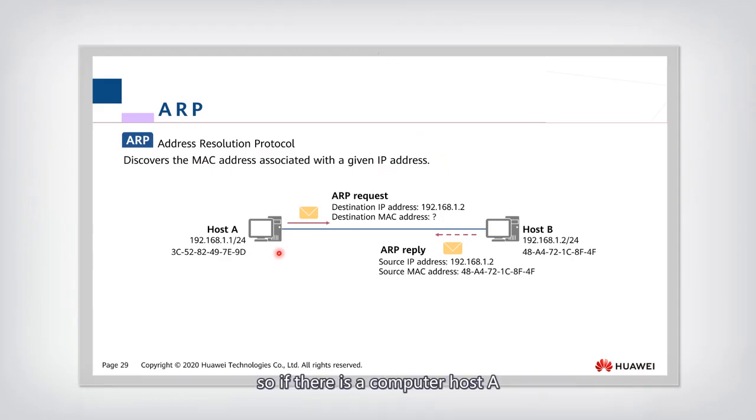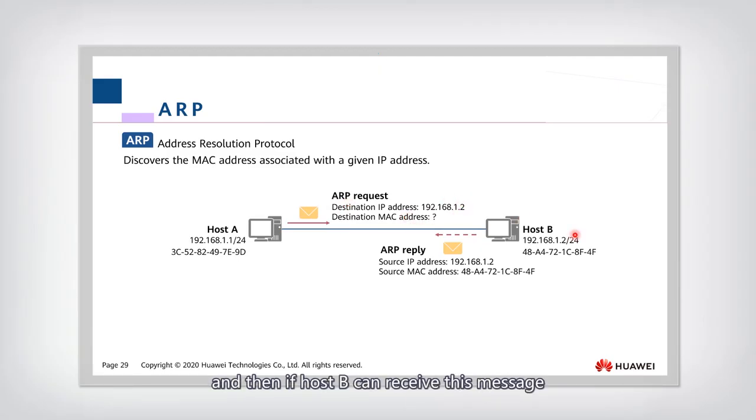So if there is a computer host A, he wants to transmit a packet to host B, but he only knows the IP address of host B. He wants to know the MAC address because he needs to put the MAC address into the domain of the header. Then how can he know the MAC address? Actually, he can use this ARP request to ask for the MAC address of this IP.